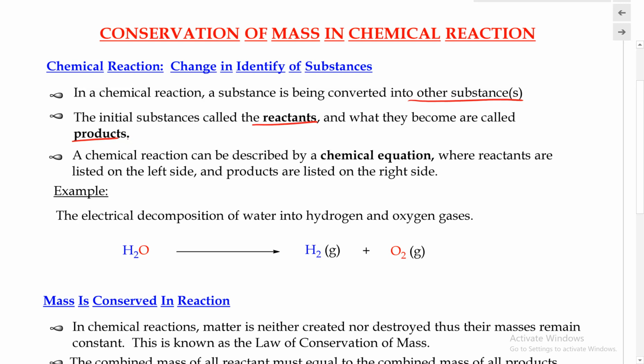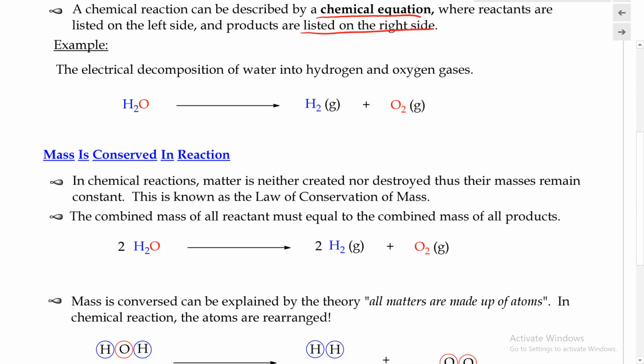If we have a chemical reaction, we can further describe it by writing a chemical equation, where the reactants are listed on the left side of the chemical equation and the products are listed on the right side. For example, take the electrical decomposition of water into hydrogen and oxygen gases. In this reaction, we can see that water is being converted into hydrogen and oxygen.